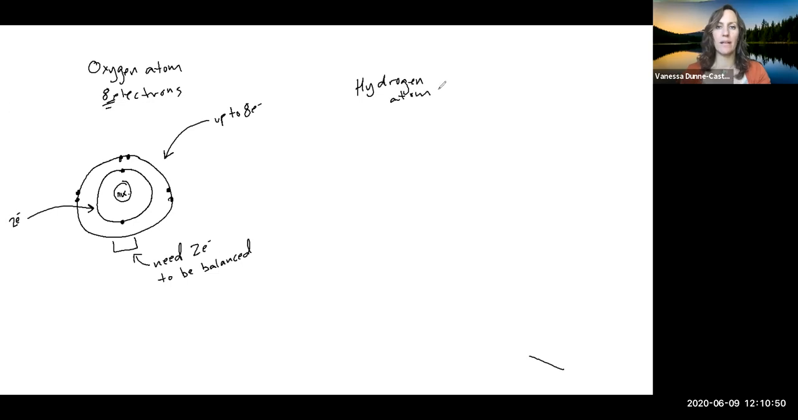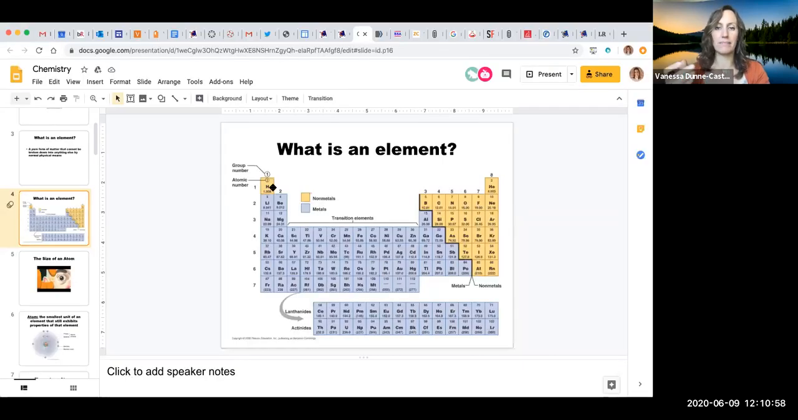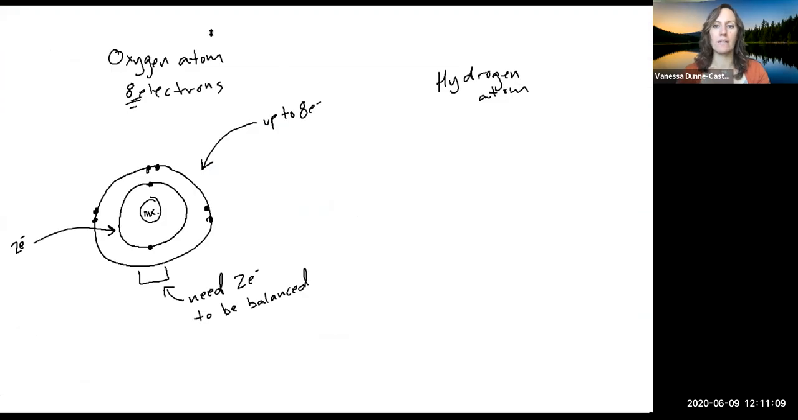Hydrogen atom. If we go back to our periodic table of elements, hydrogen is way up here, it's an H, and you can see this is the element with the lowest atomic number and the lowest atomic mass, so it only has 1 electron and 1 proton. So if you were to draw it again, here's the nucleus on the inside. Because we know the rule of orbitals, the inner orbital can contain 2. This only has 1 electron. That's what hydrogen will have. It looks like this. And again, it's not balanced, so it's missing 1 electron.